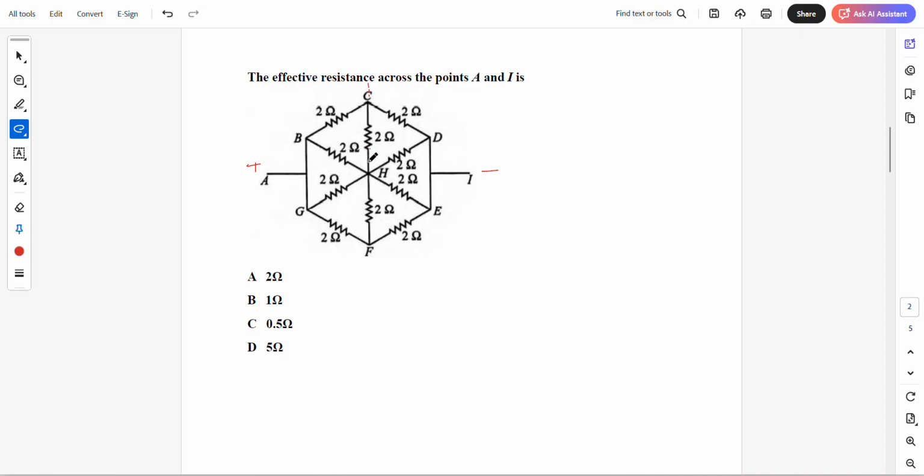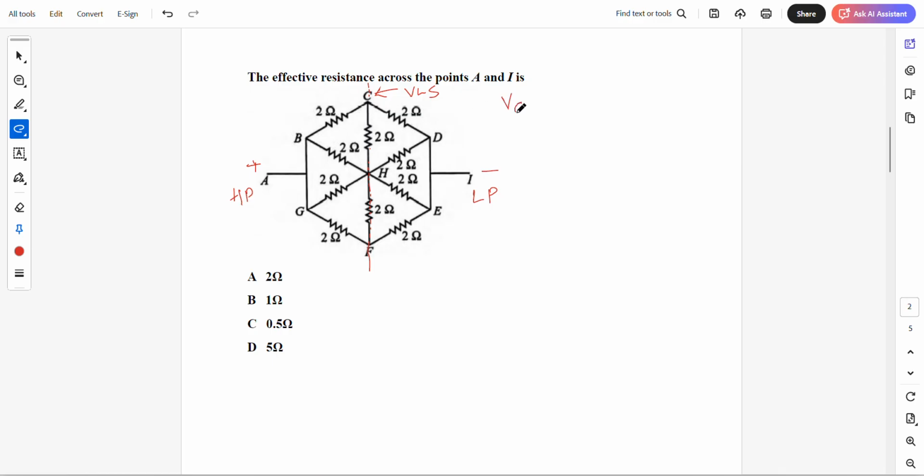vertical line of symmetry. Okay, this is the perpendicular bisector of the high potential and low potential points, right? Okay, now this is called VLS, vertical line of symmetry. Now, these two potentials will be the same.